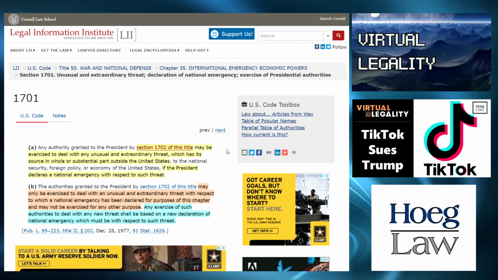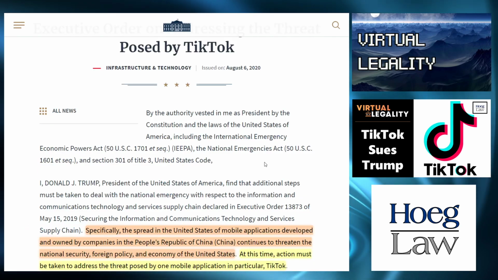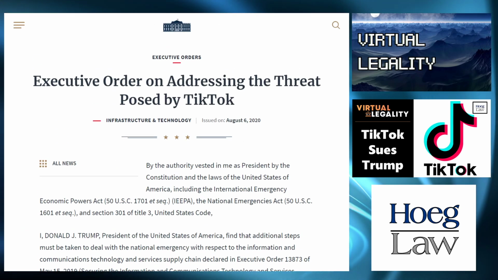So we are left with, if the president declares a national emergency that talks about threats to national security that arise out of an unusual and extraordinary place from a foreign source, then the president has all this authority to do things like he says he does from the threat posed by TikTok.